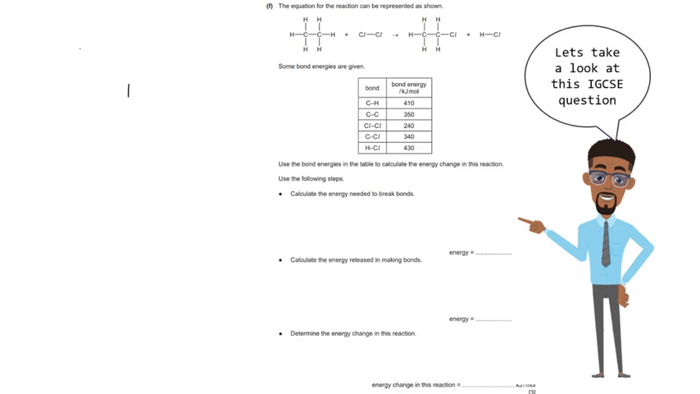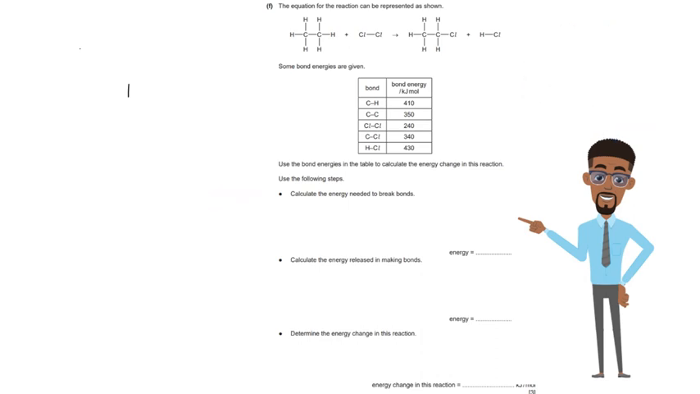Let's take a look at this IGCSE question. We are asked to calculate: 1. Energy needed to break bonds. 2. Energy released in making bonds. 3. The energy change.